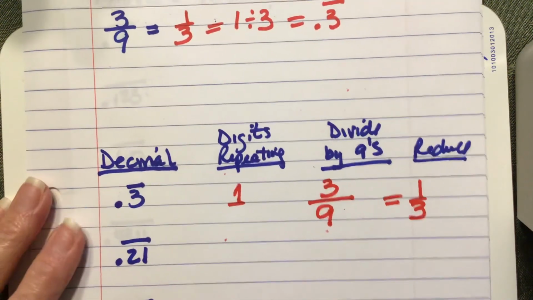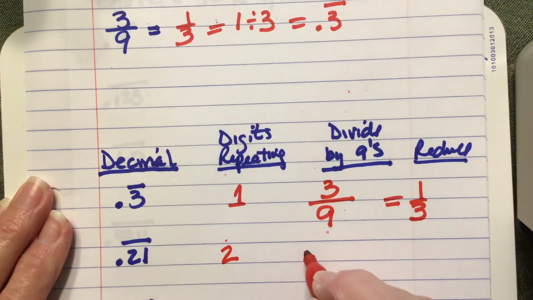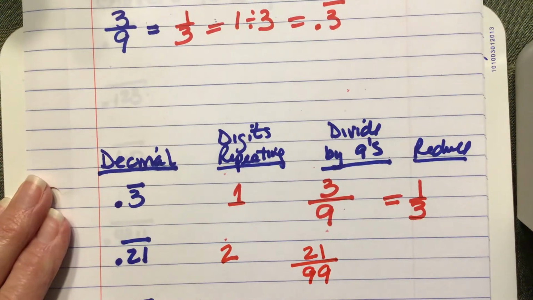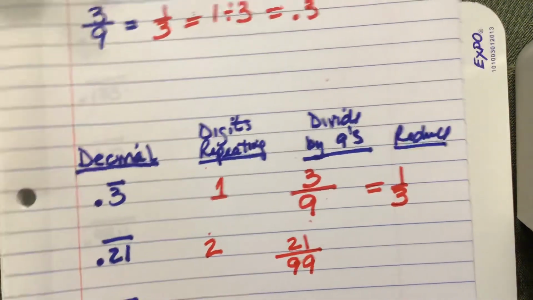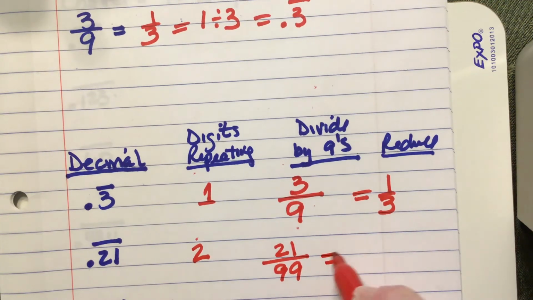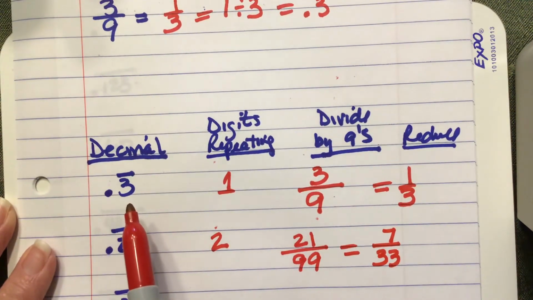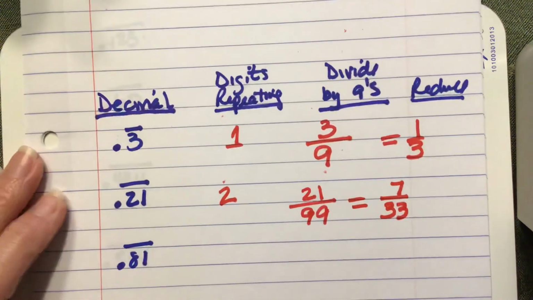So let's try a different one. 0.21 repeating. Well, I have 2 digits that repeat, so I'm going to write that as 21 over 2 9s. So this becomes 21/99, and then I'm going to reduce that, and 21/99, if I divide everything by 3, I get 7/33. So my steps are, I need to see how many digits are repeating, divide by that many 9s, and then reduce.